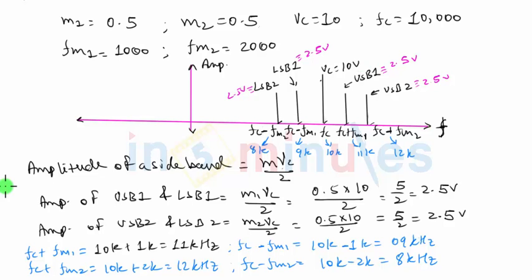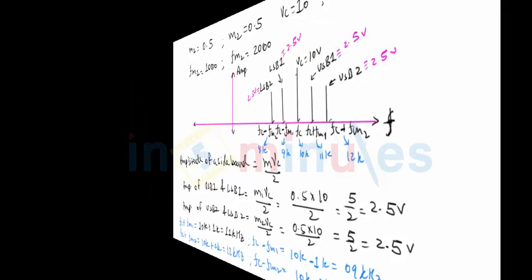The next part of the question was to find the power values. Let's find the power values of all the vectoral components one by one, and then the total power and the sideband power. So let's start by finding the carrier power.